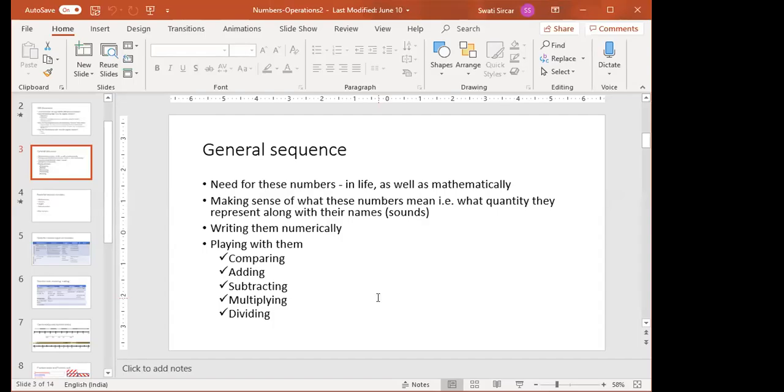Yeah, so the first three, basically, the need. We looked at the need for fractions in both textbooks. Making sense of these numbers, what does it mean, what quantity they represent along with their names, etc., and writing them numerically. Now you realize that when you go into improper and mixed fractions, then those things need to be looked into again. What is each thing called? In a mixed fraction there are 3 parts. In an improper fraction there are 2 parts which are similar to proper fractions. So this second and third bullet becomes very important when we get to that.